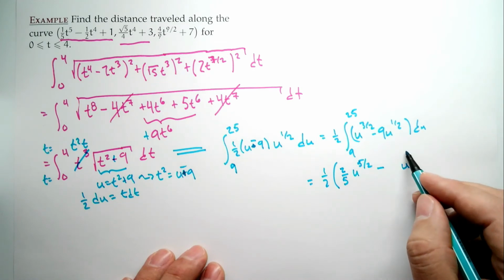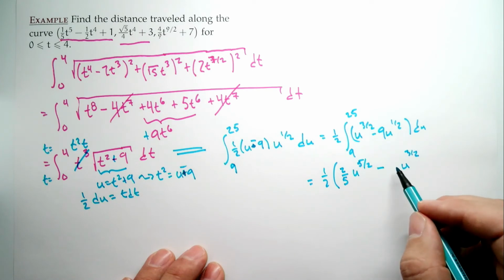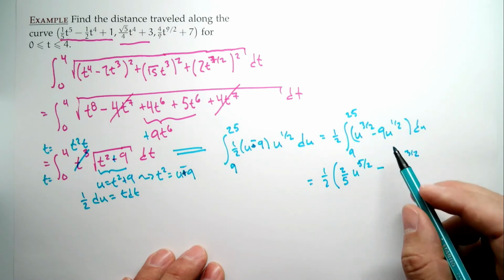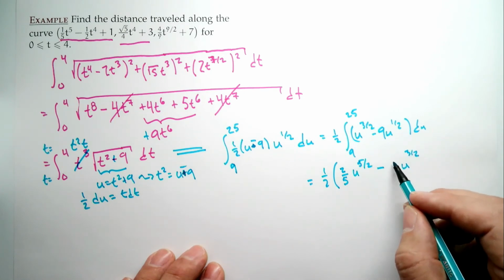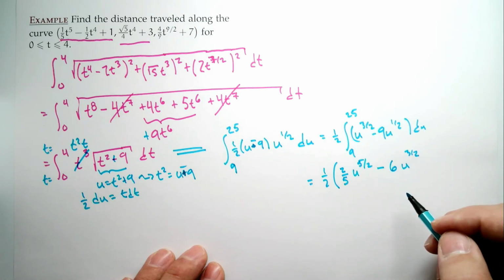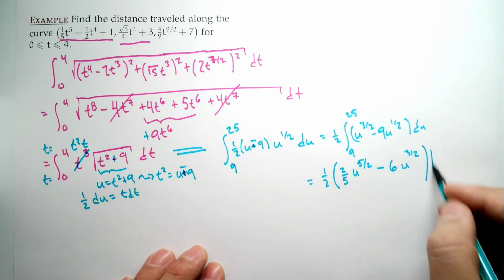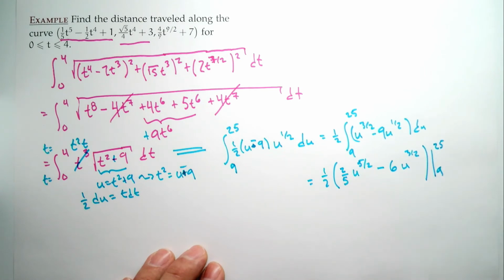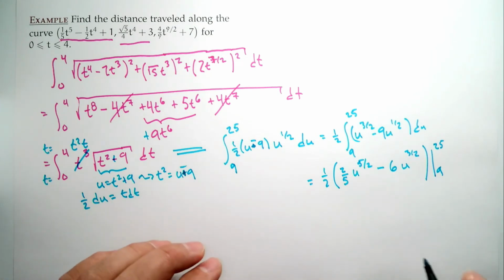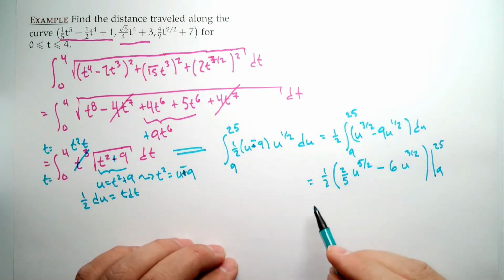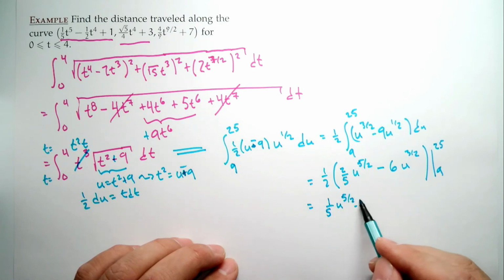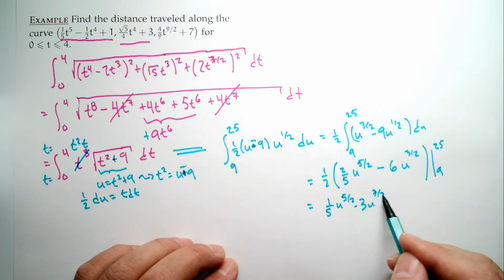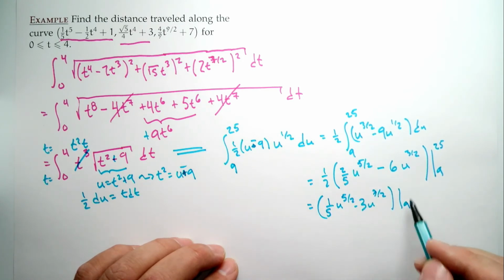It's going to be a u to the 3/2. And then what goes in front? Well, it's going to be 9 times 2/3. So 6. Yes? Evaluate this from 9 to 25. All right. Well, we're almost there. I can pull the 1/2 through. So this is 1/5 u to the 5/2 minus 3 u to the 3/2. And then we're going to evaluate from 9 to 25.